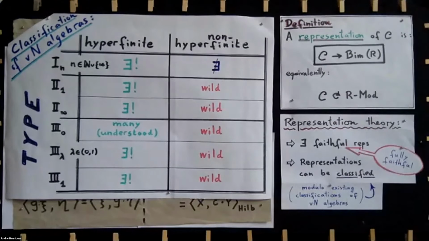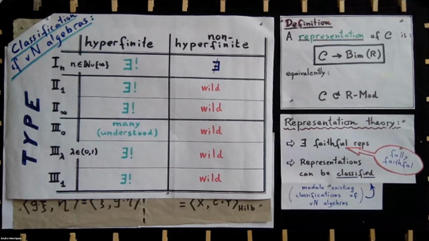So first of all, there's a dichotomy between von Neumann algebras that are so-called hyperfinite, which is a technical condition, and those that are not hyperfinite. Hyperfinite essentially means classifiable, or rather, after the fact, means classifiable. A non-hyperfinite one is completely wild.